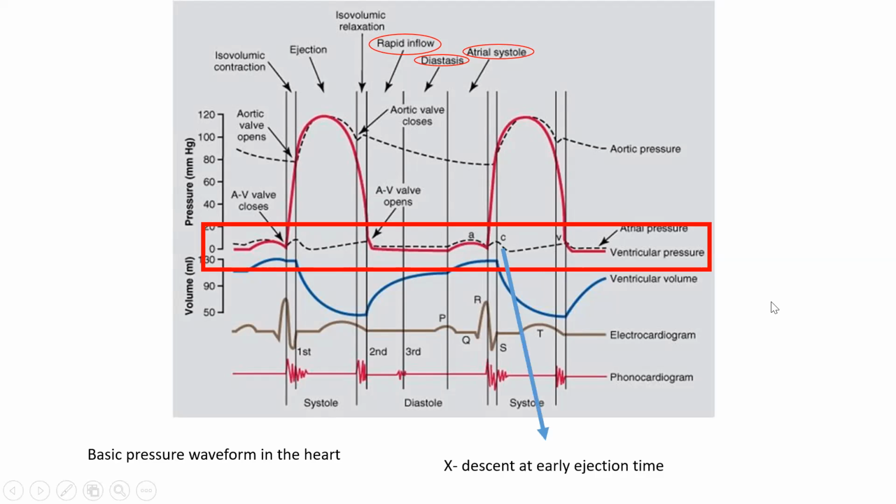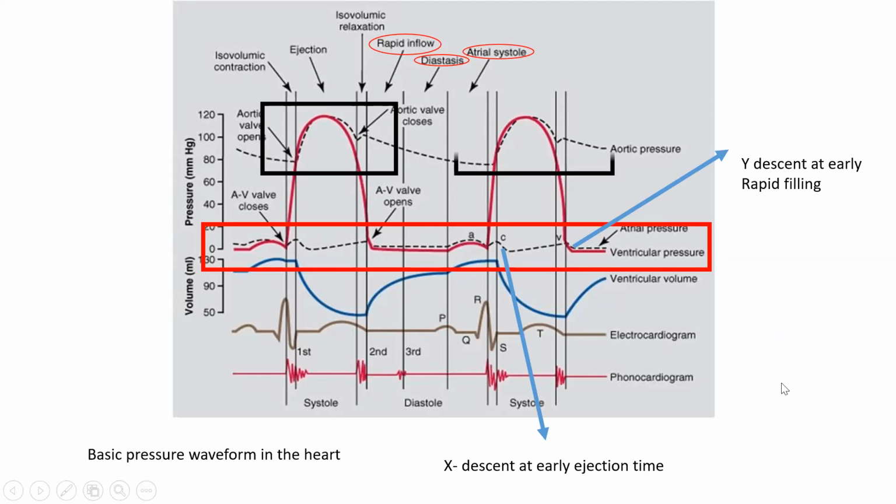So I just wanted to show you again what is the X descent and that is the Y descent. And I just wanted to show you as well that at the beginning of systole, even though the left ventricular pressure is slightly higher than aortic pressure, it's not so much. If you want to approximate, it is about the same. So your left ventricular systolic pressure, in the absence of aortic stenosis, is the same as your aortic systolic pressure. Same goes for the right heart.